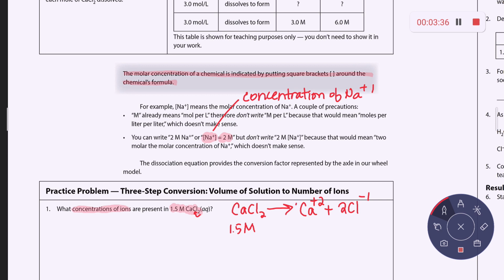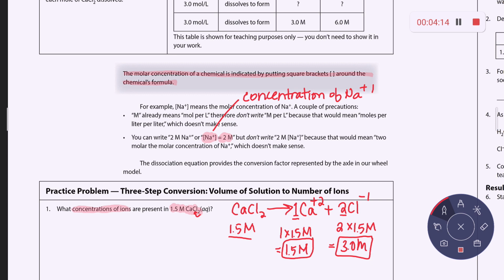Multiply this coefficient that's in front of the calcium, this 1. Multiply this by the original concentration of the solution. Yeah, so 1 times 1.5 equals 1.5 molar. So that's the concentration of calcium ions in solution. How do I figure out the chloride ions? 2 times. Yeah, 2, because that's the coefficient in front of the chloride, times 1.5. What does that equal? 3. So 3 molar is the concentration of chloride ions in solution.